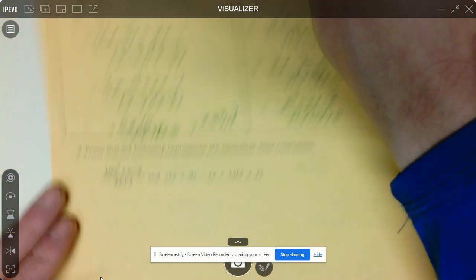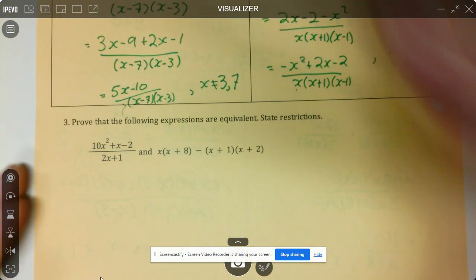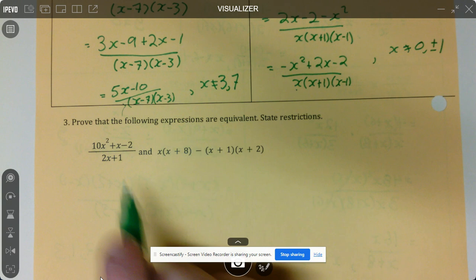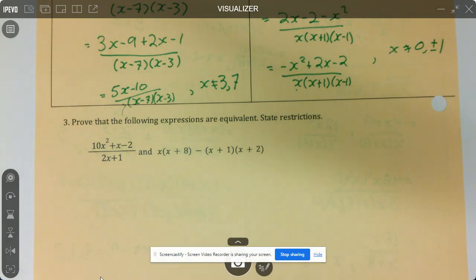The last question on the practice quiz is we're going to prove that these two expressions are equivalent. So we're not solving an equation. We're not trying to find a value of x. We're trying to prove that for any values of x, these two expressions will always yield the same result.